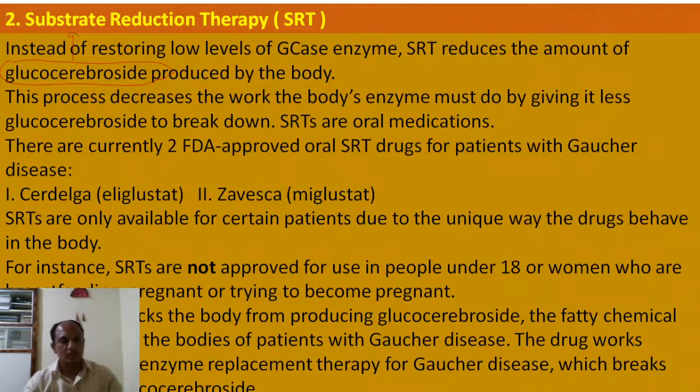This process decreases the work of the body's enzyme, by giving it less glucocerebroside to break down, because the substrate is reducing. And substrate reduction therapy consists of oral medications. Currently there are 2 FDA approved oral substrate reduction drugs available for patients with Gaucher disease, and they are Cerdelga, which is Eliglustat, and Zavesca, which is Miglustat.